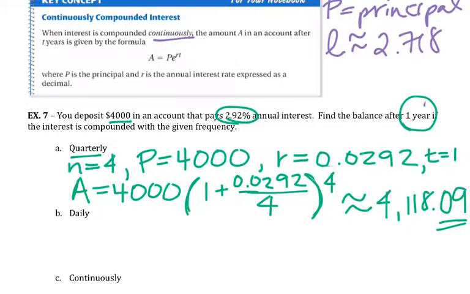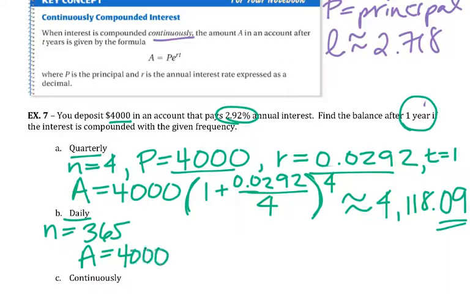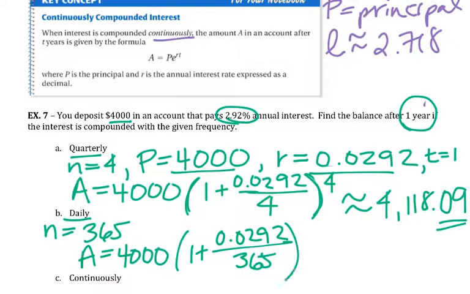Okay, let's talk about compounding daily. If you're compounding daily, how many times are you compounding per year? 365. Our principal and our R value and T are all still the same, so we can just start plugging into the formula. So 4,000 times 1 plus 0.0292 divided by 365, to the 365 times 1, because we're multiplying by T, and our T value is 1 year.